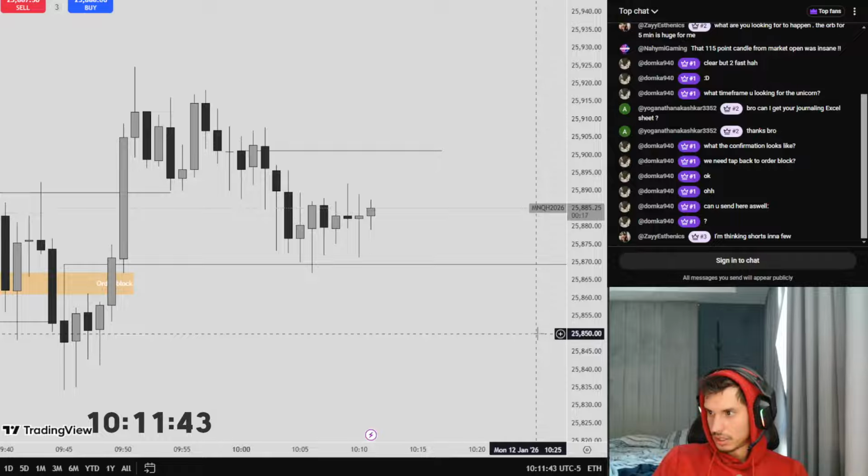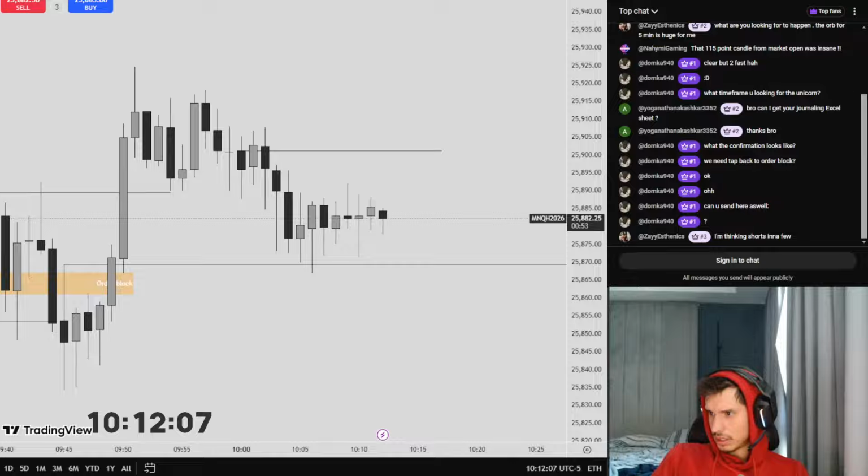I mean, there's absolutely nothing for us to trade here. So we're just waiting for anything to happen. Nothing's happening. We haven't shifted a 5 minute gap, 3 minute gap.